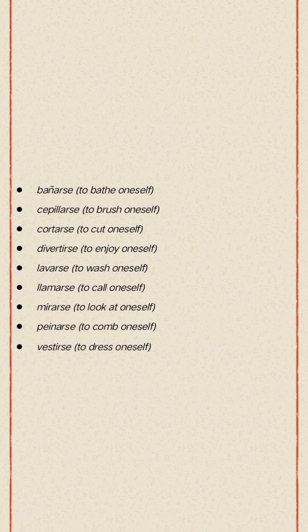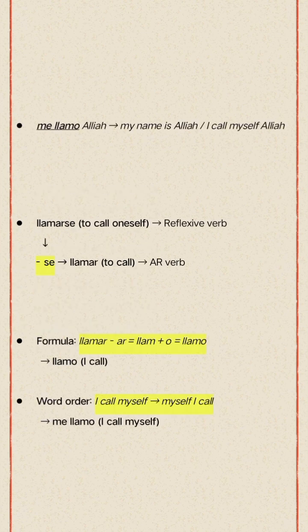Llamarse, meaning to call oneself. Mirarse, meaning to look at oneself. Peinarse, meaning to comb oneself. Vestirse, meaning to dress oneself. Now, let's use our reflexive verbs in sentences. Let's start with llamarse, which means to call oneself.